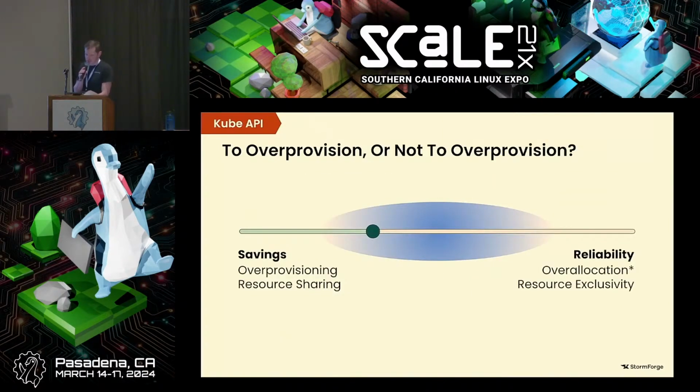So the focus of the rest of the presentation and the demos is going to be talking about how to over-provision. Should we over-provision? Should we not over-provision? When and why? What happens when you do?